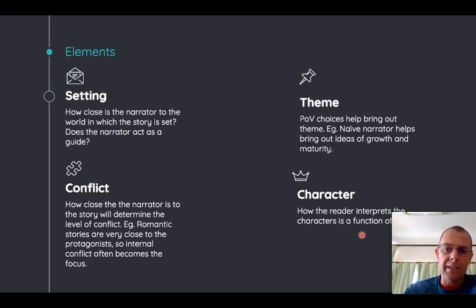And finally, character. How the reader interprets the characters is a function of the point of view. If the point of view is focused on the protagonist, generally we're going to feel sympathy and start supporting the protagonist, whoever they are. That's generally what happens. But we could engage in some unreliable narration and maybe take the point of view that casts the protagonist as less than the ideal hero.